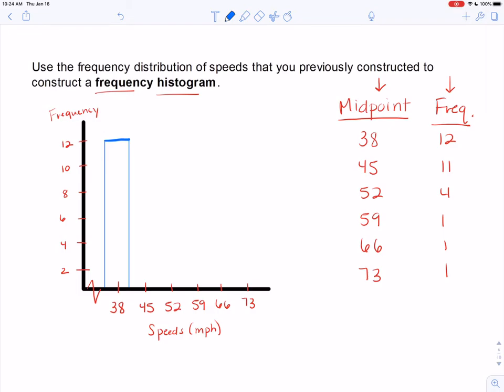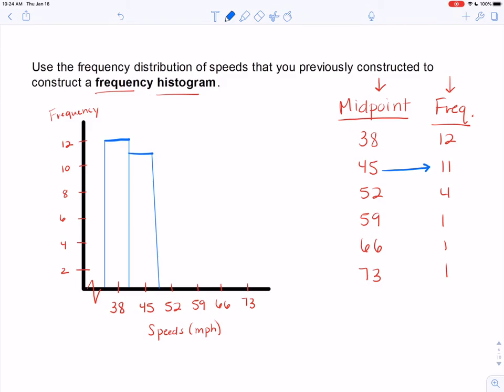Now, when I move to the second class, where the midpoint is 45 and the frequency is 11, remember in class I said one of the important things about a histogram is that there should be no spaces between the bars. So I don't want to start this over at the bottom. What I'm going to do is just continue from the first bar. I'm going to put it at 11 in terms of my frequency, all right, but I'm just going to bring this out. And then I'm going to come right down on the other side to keep it centered over the midpoint and construct my second bar.